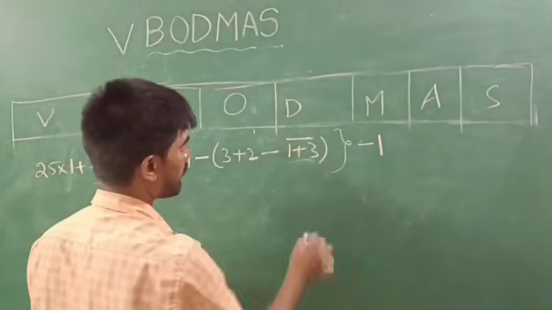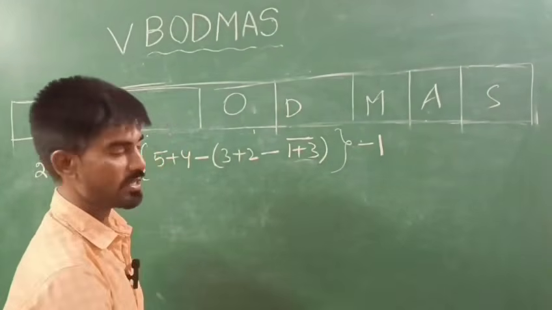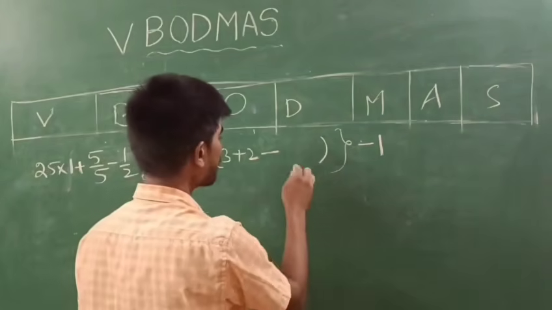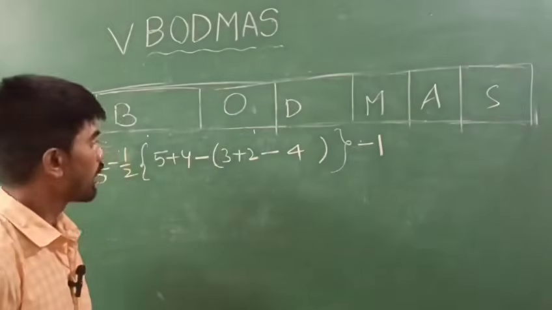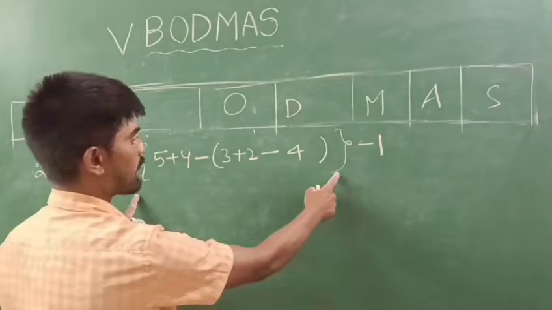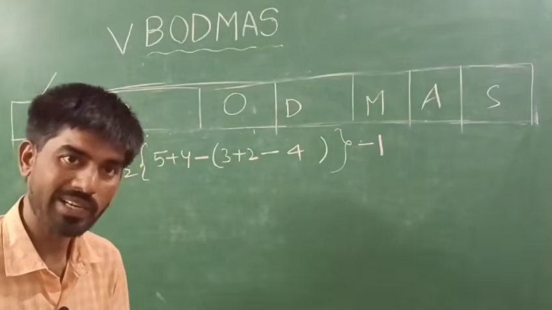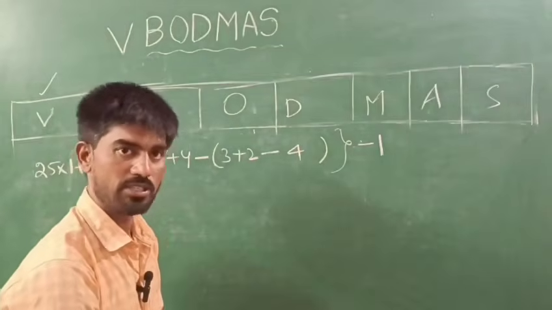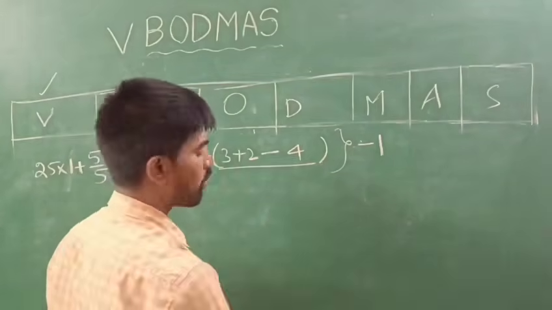First is V, so I am going to clear the V. Here 1 plus 3 is 4. I directly write 4. V is over, next is bracket. There are two brackets. Which bracket do we solve first? The one inside. We solve the first bracket, this one.